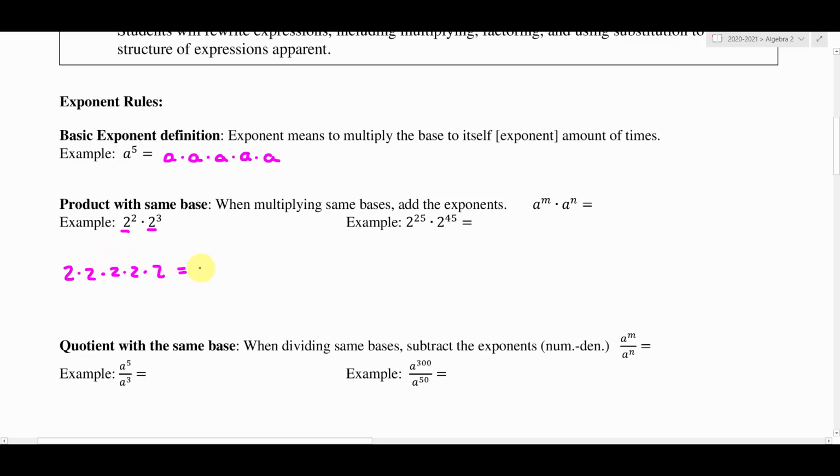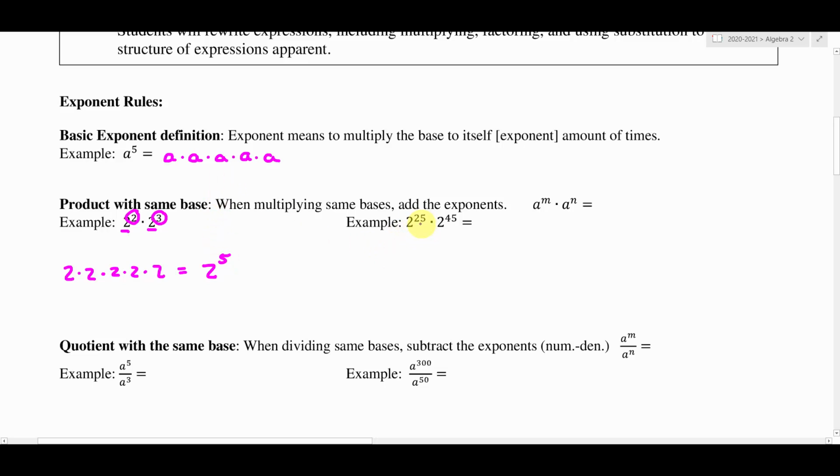So I could rewrite this a little bit easier. Rather than saying 2 squared times 2 to the third, I could just say 2 to the fifth power, because I had 2 times 2 times 2 times 2 times 2. And if you notice the pattern between the 2 and the 3, it seems like all we did there was add the 2 and the 3 to get our new exponent of 5.